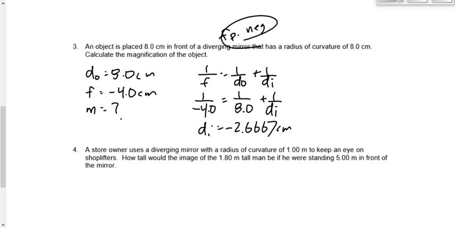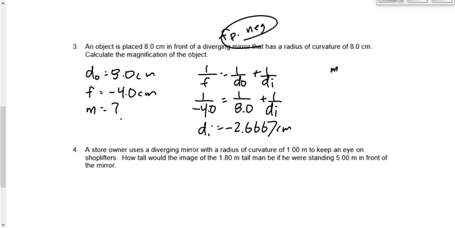Now, we didn't need to know that, but okay. We already knew that it was a virtual focal point because it was a negative focal point diverging mirror. Now we know it's a virtual image as well, okay? Which, if you think to your ray diagrams, it would always be a virtual image.